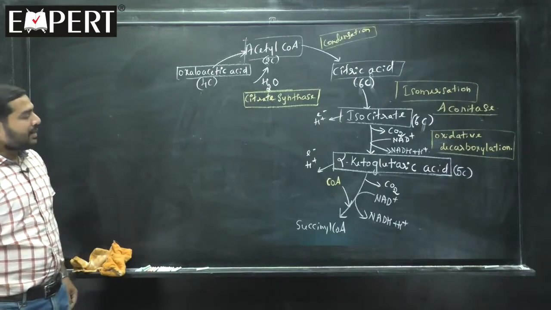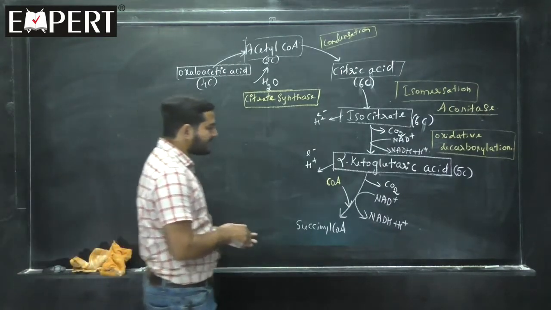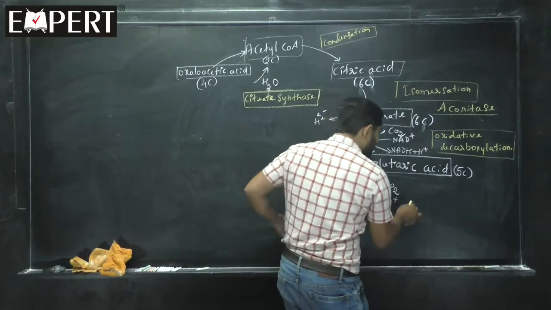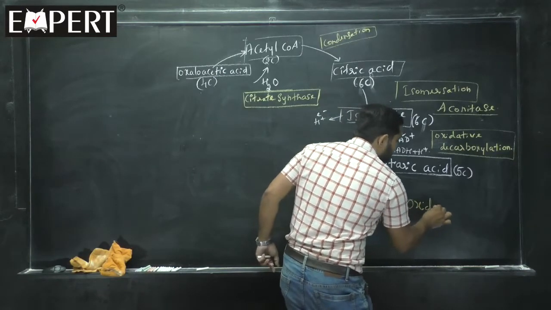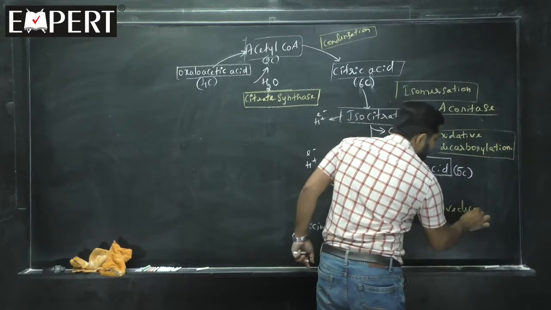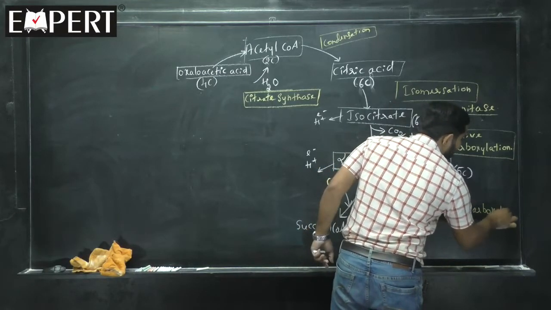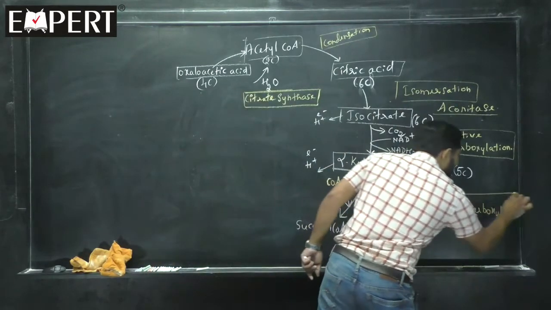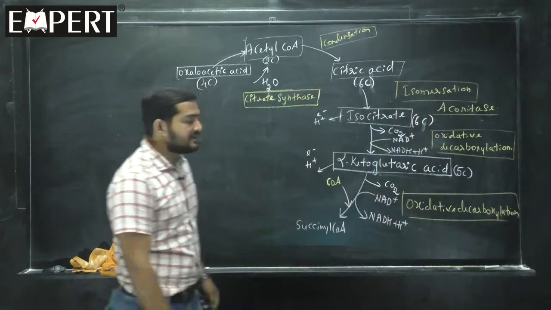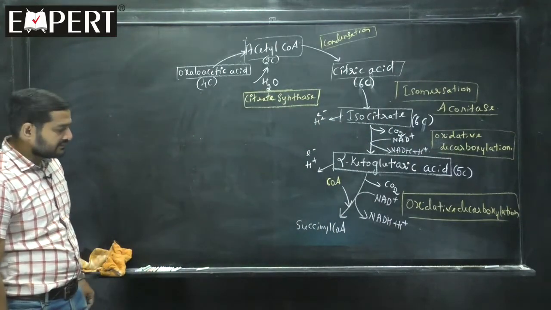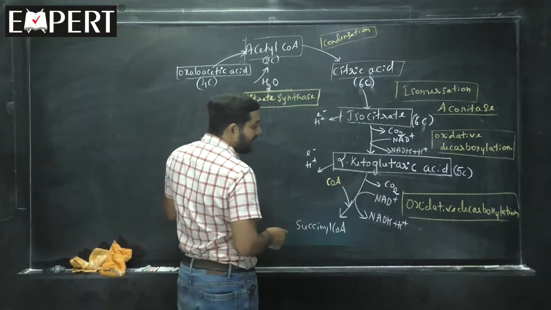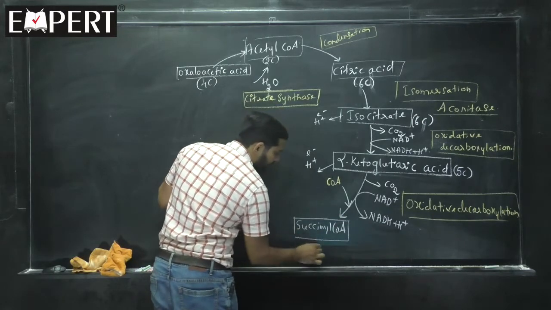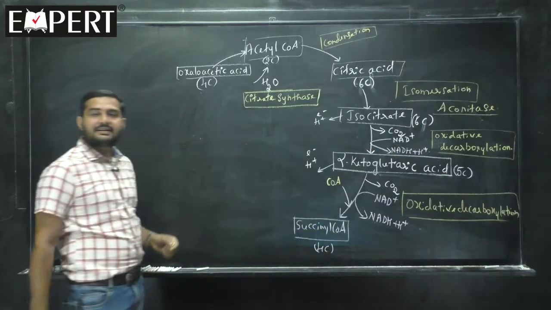Clear, students? What can we call this step? Since carbon dioxide is removed and NADH is formed, this is also an oxidative decarboxylation. It is the second successive oxidative decarboxylation in the Krebs cycle. Okay, succinyl-CoA has been formed. How many carbons does succinyl-CoA have? Since a carbon dioxide is lost, succinyl-CoA has 4 carbons.